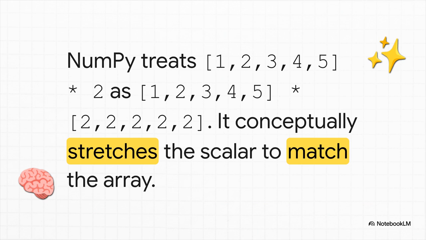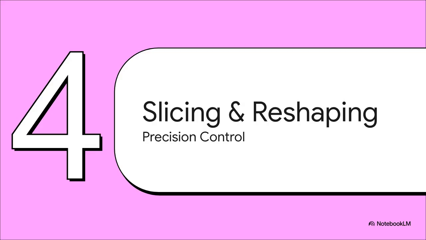When NumPy sees array times 2, it doesn't actually create a new big array in memory. It just conceptually stretches or broadcasts that number 2 across a virtual array that perfectly matches the shape of your original. Then it performs that super fast element-by-element multiplication. You get all the power of a loop without ever having to write one. It's brilliant. Okay, so we can create arrays and we can do lightning-fast math on them.